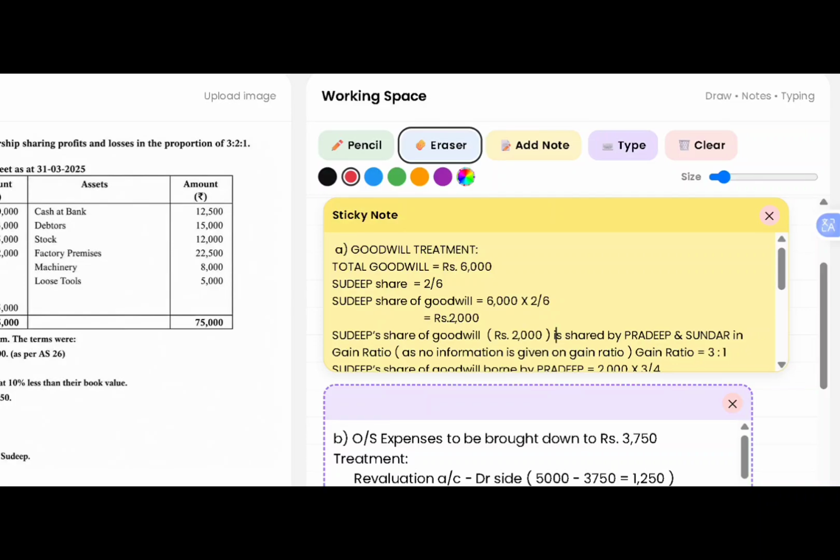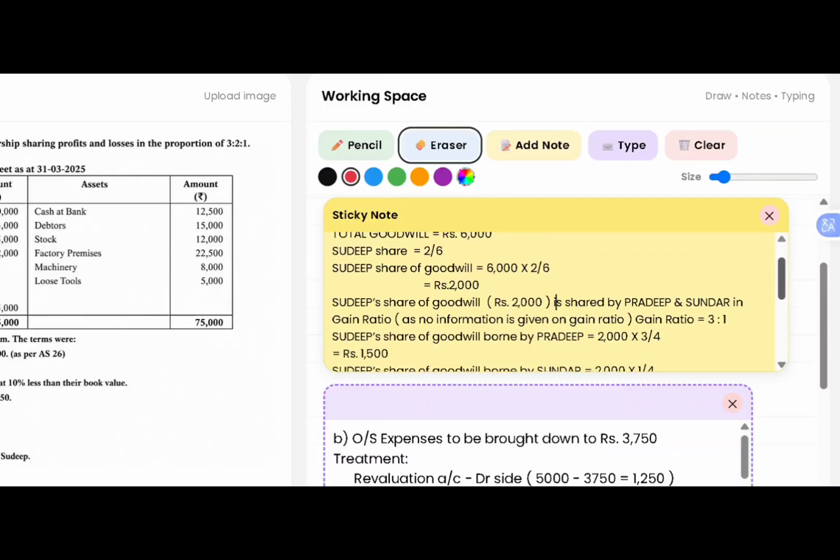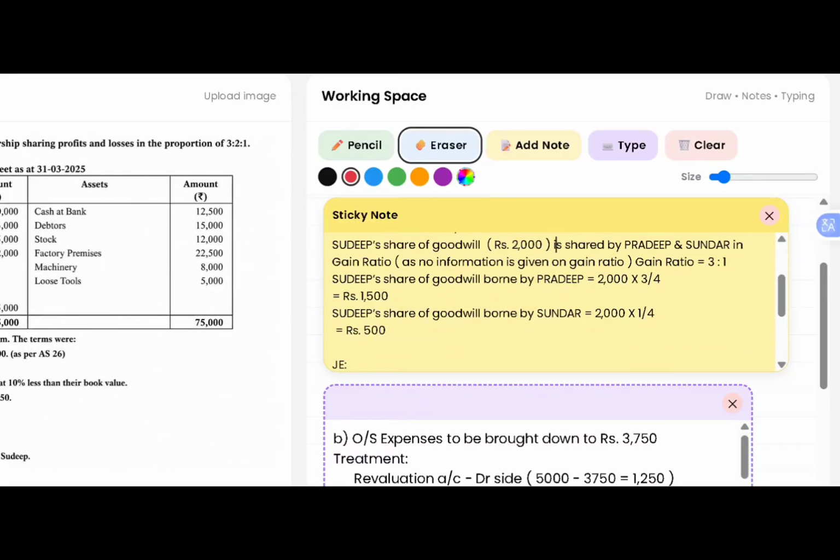So since there is no information given to us about the gain ratio, the old ratio itself will be the gain ratio. The gain ratio of the existing partners will be 3:1. So Sudeep's share of goodwill will be borne by Pradeep, which will be 2,000 into 3/4, that will be 1,500. And Sudeep's share of goodwill, which will be borne by Sundar, will be 2,000 into 1/4, that will be rupees 500. Now we are going to post this in the journal entry.